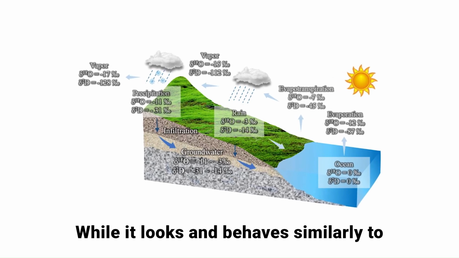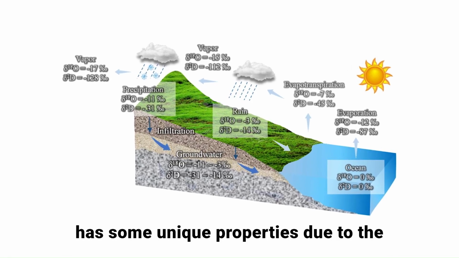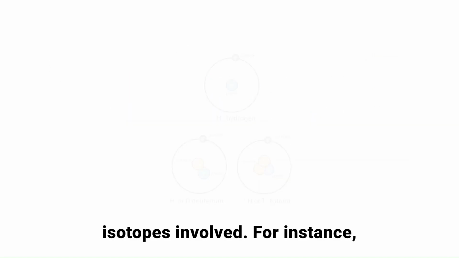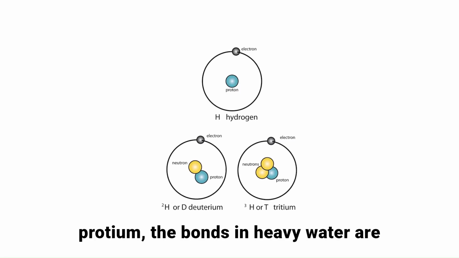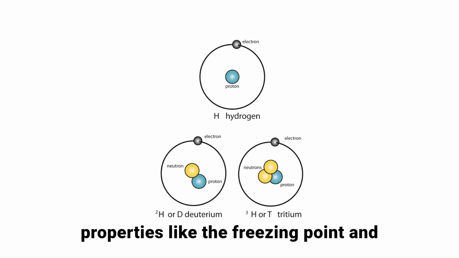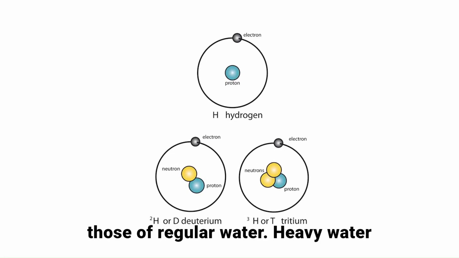While it looks and behaves similarly to regular water in many ways, heavy water has some unique properties due to the difference in the mass of the hydrogen isotopes involved. For instance, because deuterium is heavier than protium, the bonds in heavy water are slightly stronger, and the physical properties, like the freezing point and boiling point, are slightly different from those of regular water.